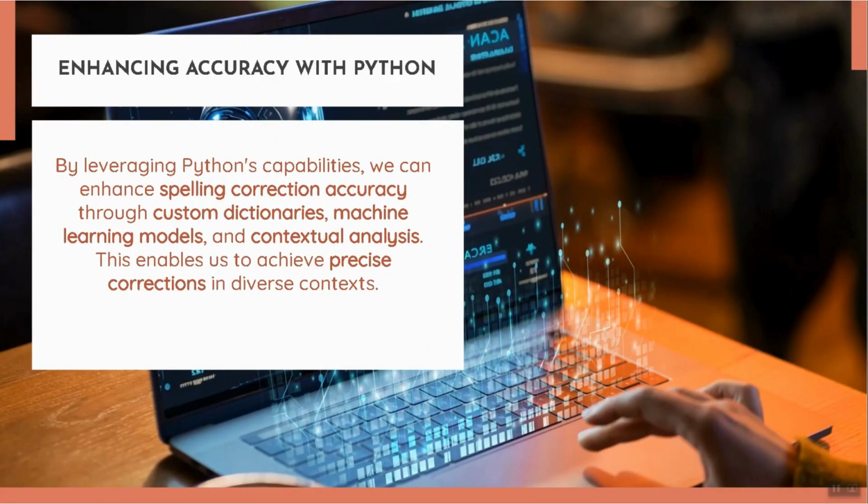Finally, let's talk about how we can take our spelling correction game to the next level with Python. We'll explore strategies like custom dictionaries, machine learning models, and contextual analysis. With Python's versatility, the possibilities are endless. But don't worry, I'm not going to use any of the algorithms to build a machine learning model for this project. I'm just using this simple library, TextBlob, for simple spelling correction with Python code.